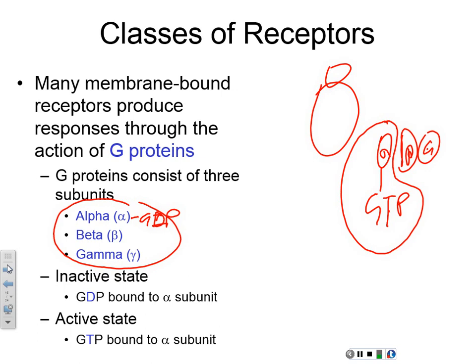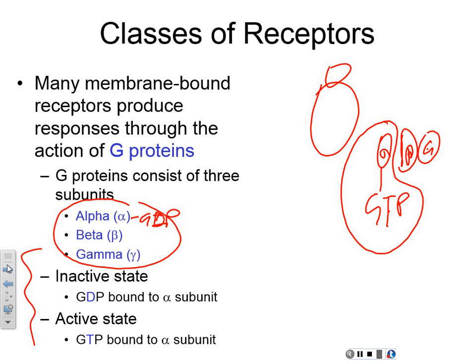Okay? And then when the alpha subunit attached to GTP is dissociated from the other 2, that's the one that will go and attach to an ion channel or cause, you know, an enzyme to be activated. Could be MAP kinases, and I'll show you different mechanisms here. Okay? So that's what this is talking about.